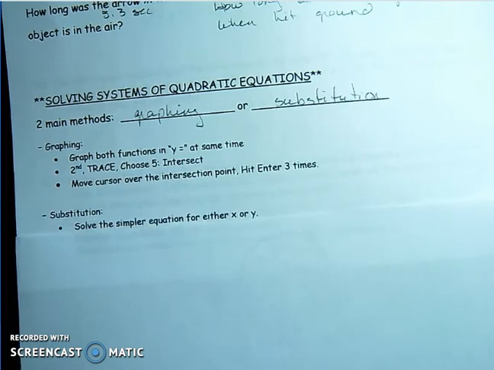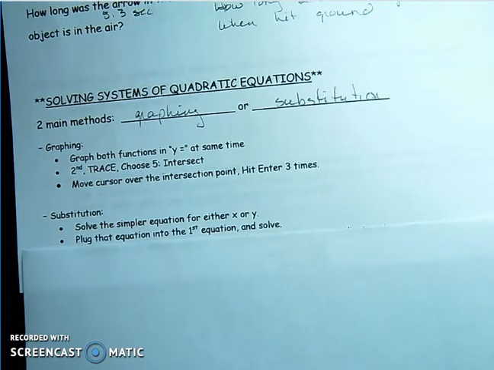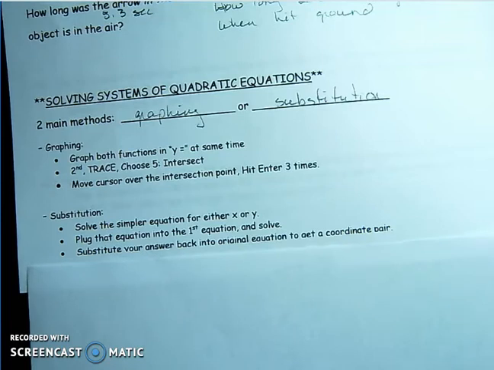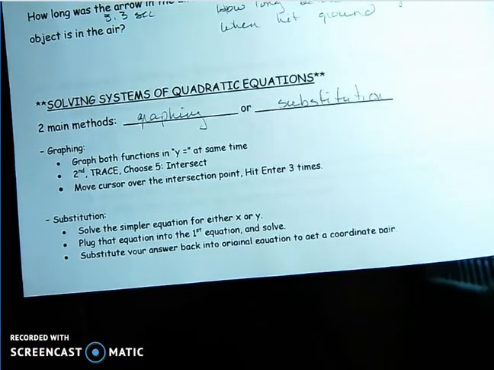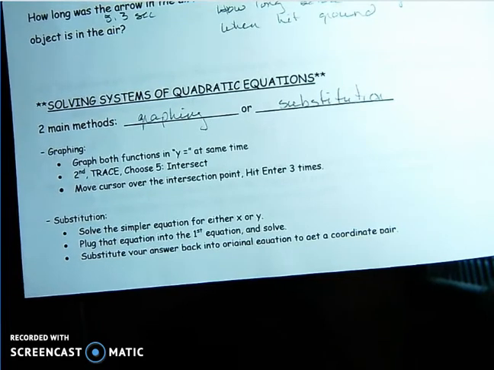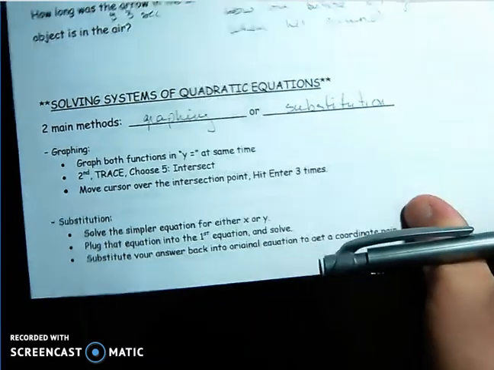For substitution, we're going to solve the simpler equation for either x or y. In this case, because we're doing x squared polynomials, more than likely it's better to solve it for y. Plug that equation into the other equation and solve. Substitute your answers back into your original equation to get the coordinate pair. Remember, no matter what, when you graph or substitute, the solution to a system is an ordered pair, an x and a y. And for most of these, you're going to have 2 ordered pairs, not just 1.